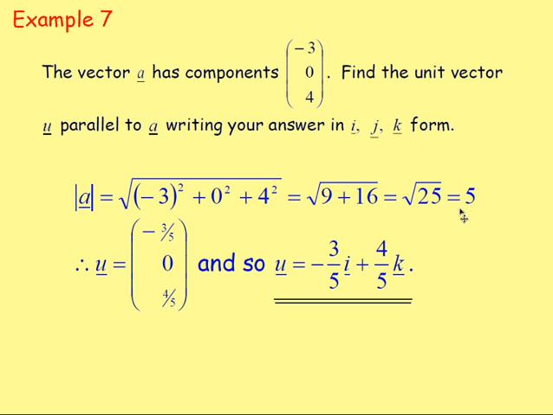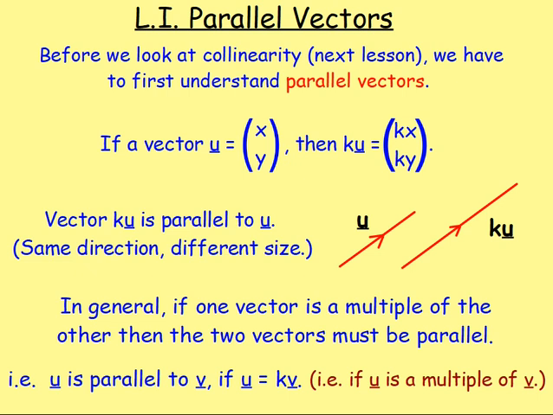And then to get the unit vector, you're wanting to divide the vector by its length. So you'd have negative 3 over 5, 0 divided by 5 is just 0, and then you take that 4 divided by 5 as well. Writing that in the form of i, j and k, that's the coefficient of i, that's the coefficient of j, so we don't even need to write it because it's 0, and that is the coefficient of k.